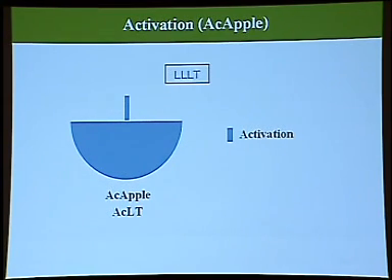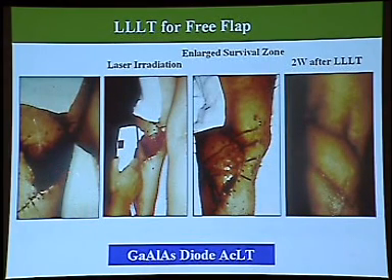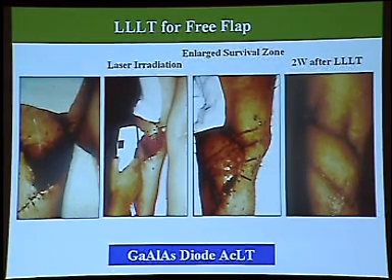Now coming to the LLT for non-surgical treatment. In these cases, we are using a gallium aluminum diode, ACLT, another word LLT. This is a free flap. The necrotic condition appears, and so we irradiated these 3 points using a gallium aluminum diode laser, 830 nanometer, 60 milliwatt, radiating onto these points, 15 seconds onto 1 point. And then we can get these conditions.